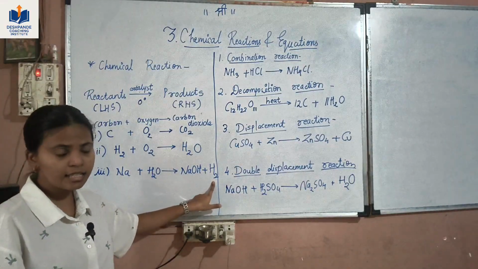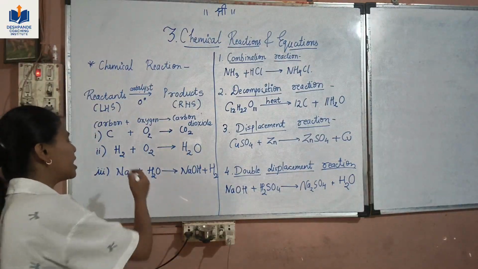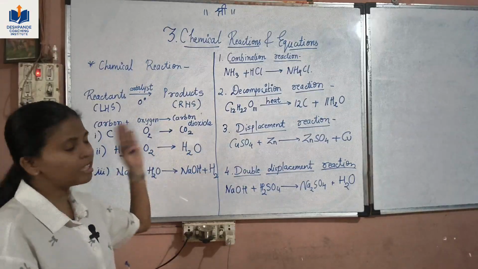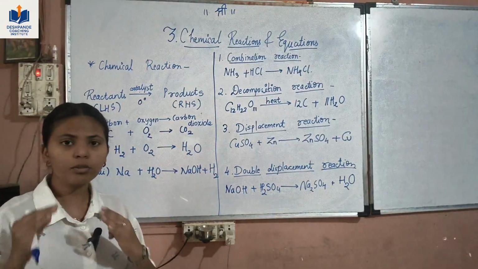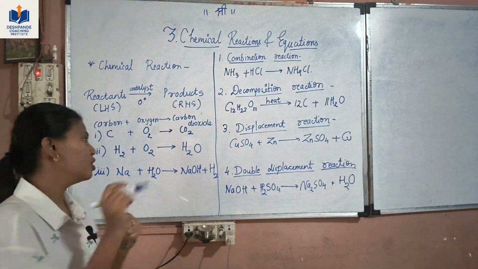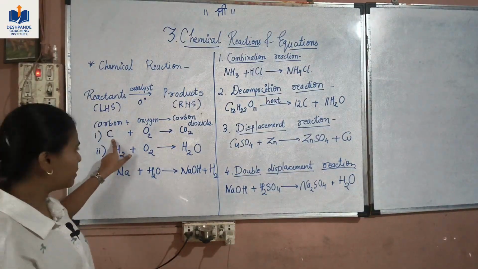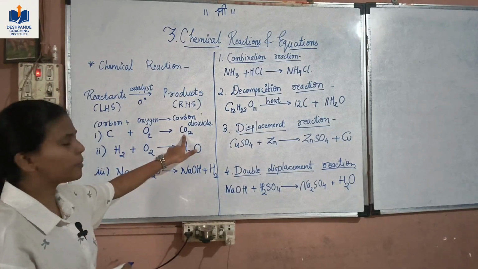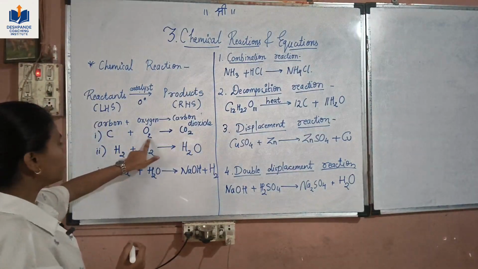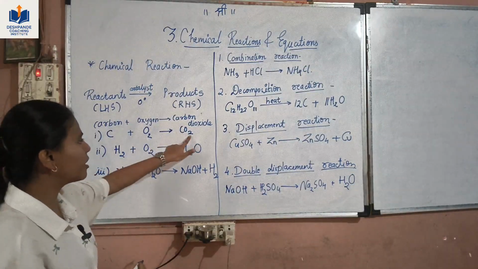Now we have to balance this equation. What do you mean by balancing? Balancing means we have to keep the same number of atoms on the left side of the arrow and the right side of the arrow. So we have to count the atoms and see if they are equal on both sides. First, let's take carbon. We have only one carbon on the left side of the arrow and one carbon on the right side of the arrow. So carbon is okay. Oxygen, we have 2 atoms on the left and 2 atoms on the right side.